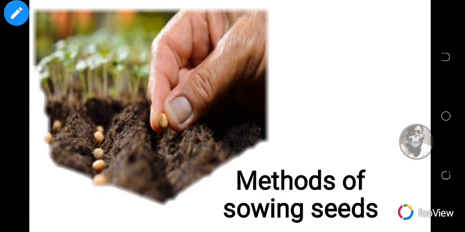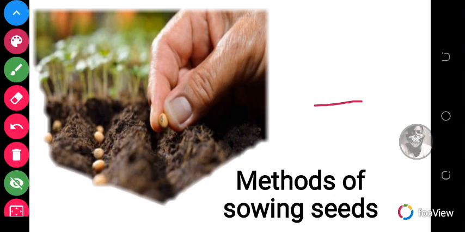I welcome you all to today's lesson in science and a continuation of the topic vegetative crop production. Today we are going to talk about methods of sowing seeds. In the previous weeks, we looked at some factors to consider before going into vegetative crop production. We looked at climatic factors, type of seeds, type of soil, nearness to the market, and the rest. So we are going to continue with the methods of sowing seeds.